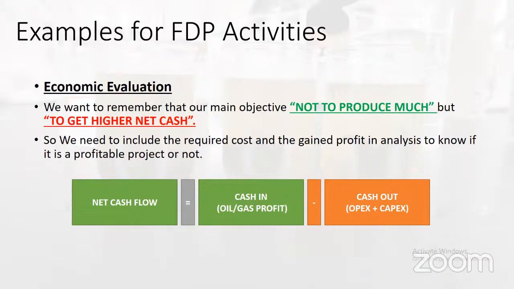At the other side is the economic evaluation. The economic evaluation has a very simple equation: the net cash flow is equal to the cash in, the profit from selling the oil and gas, minus the cash out, which is OPEX and CAPEX. Okay, great.